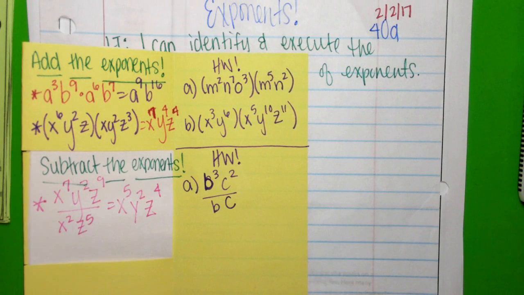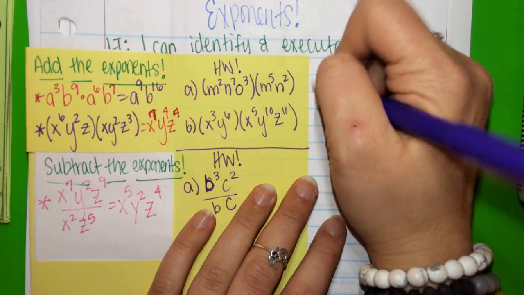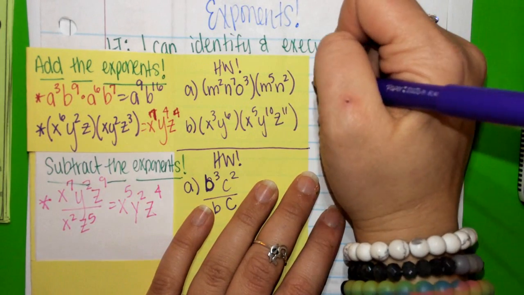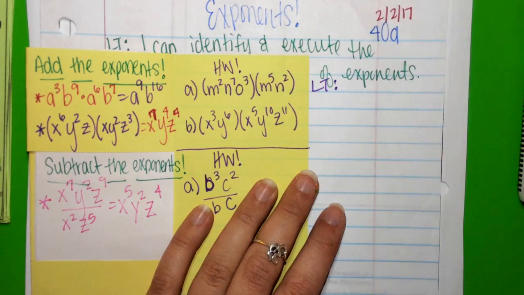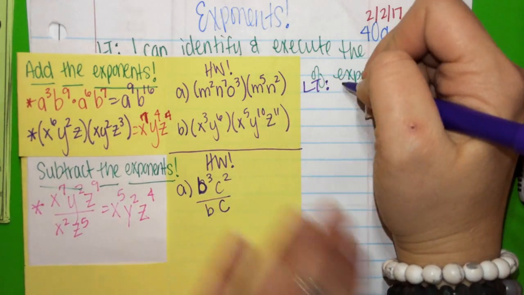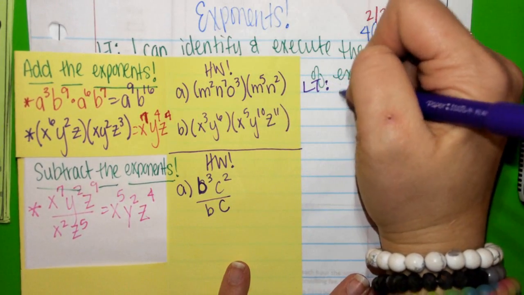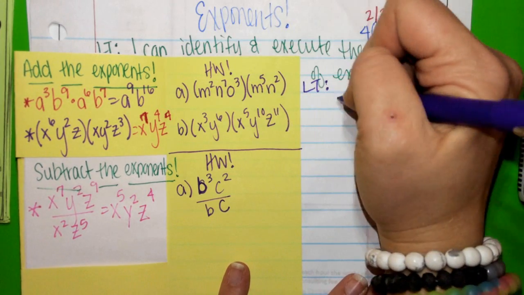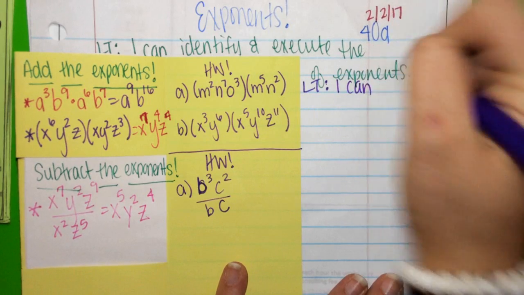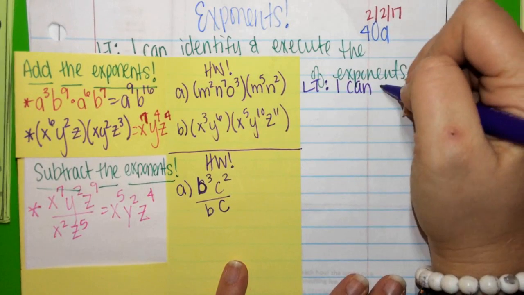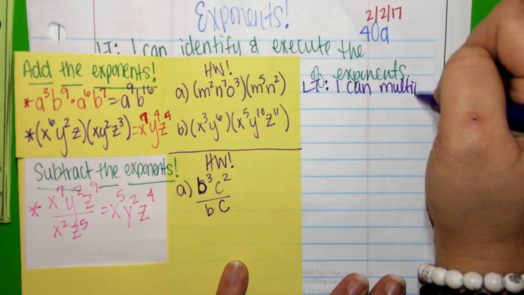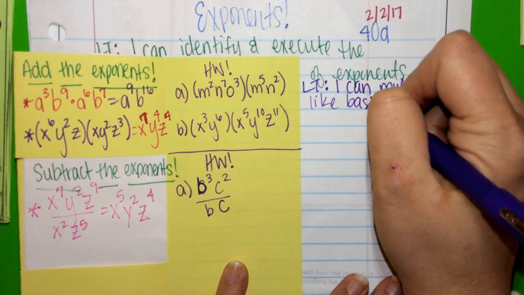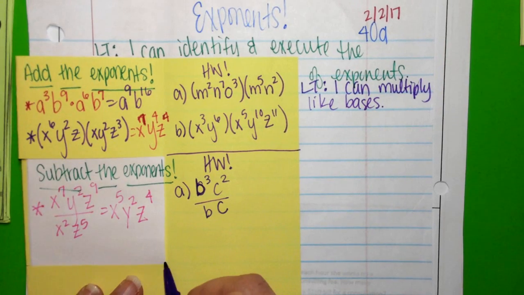Alright, so our first learning target for today. Now, I can identify and execute the properties of exponents is our unit learning target. That's what we're going to be able to do by the end of the unit. We have many learning targets that we're going to be covering today and tomorrow, or Monday rather. The first one says I can multiply like bases. What do we do when we multiply like bases?